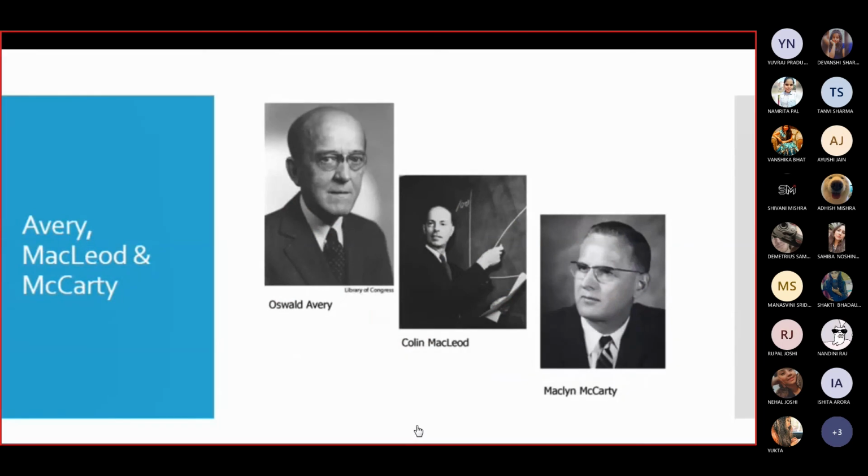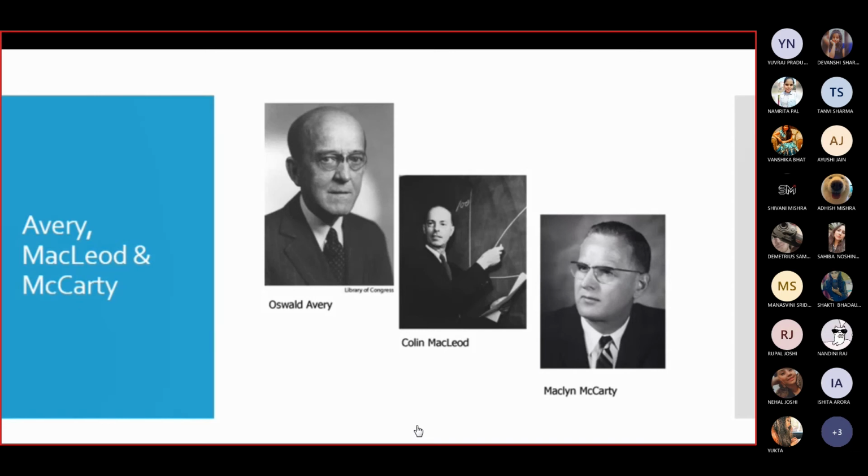So in the 1940s, a trio of scientists picked up where Griffith left off. So we have Oswald Avery, Colin MacLeod, and Maclyn McCarty. And they worked together to determine that DNA was required for transformation. So Griffith figured out that transformation was possible, and these three were the ones that determined that DNA was required for that transformation.